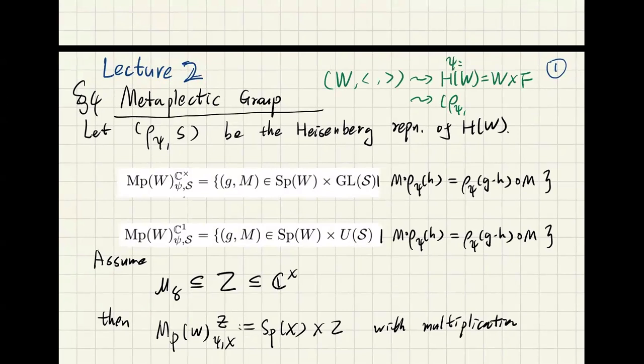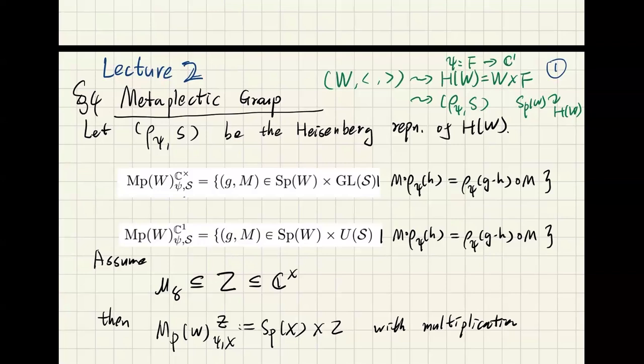You have an additional psi. This is a non-trivial additive character from F to C1, where C1 is all the complex numbers of modulus 1. For this psi, you have a unique irreducible representation of the Heisenberg group, called rho psi. The symplectic group will act on the Heisenberg group by only acting on the W part. Then this will intertwine.